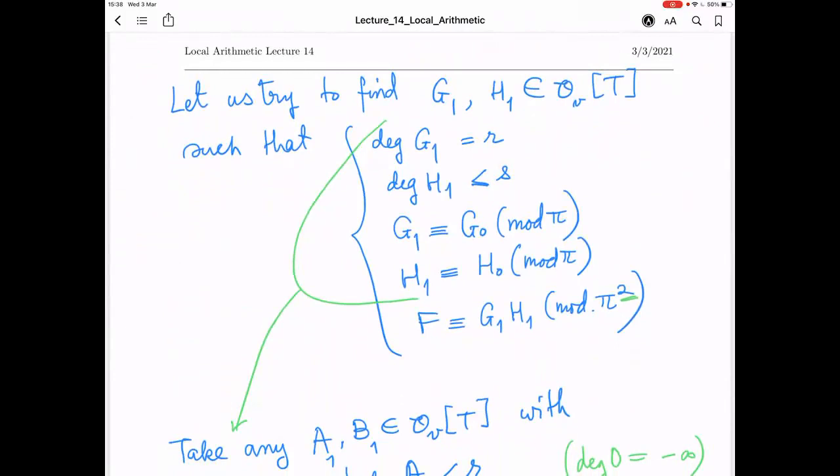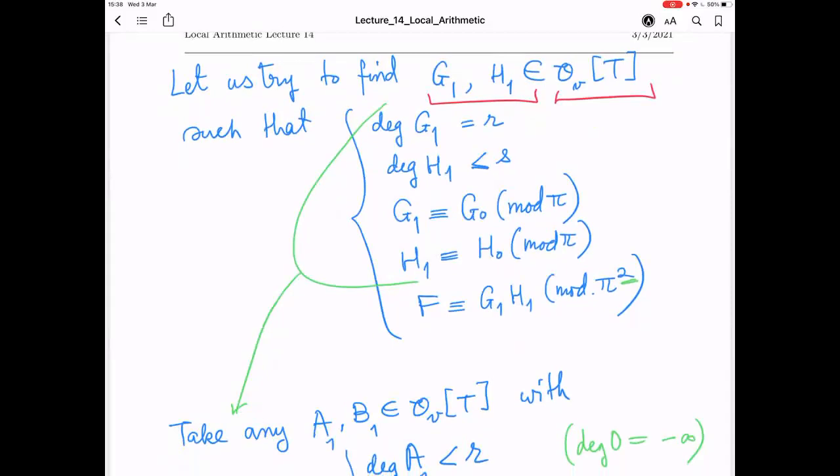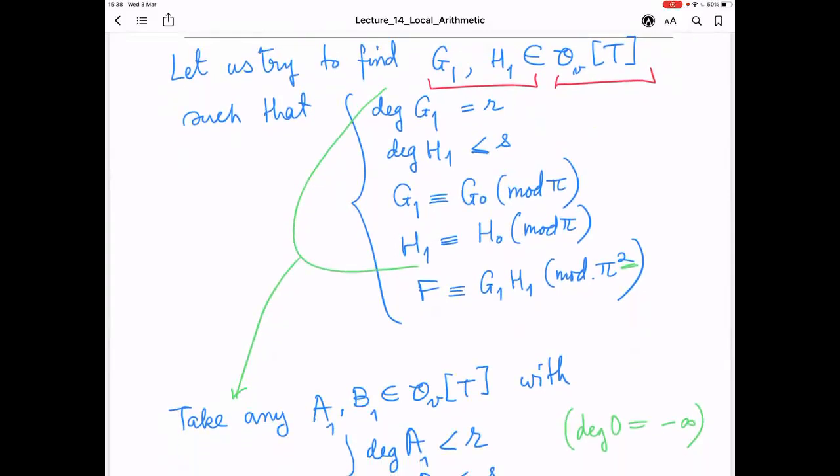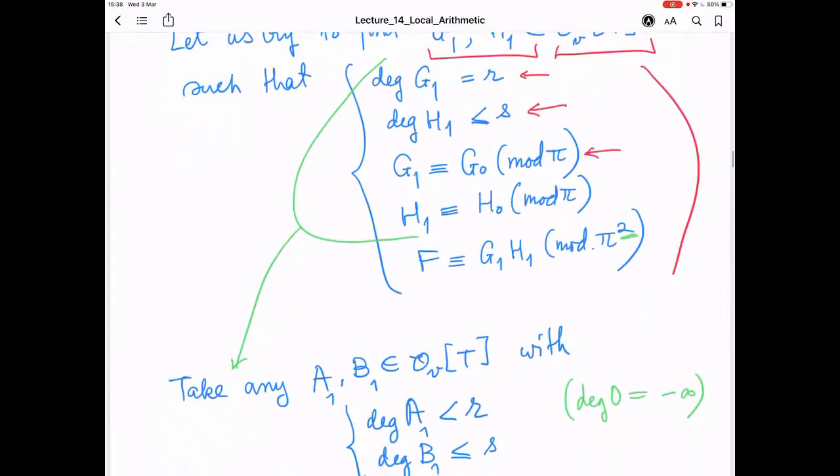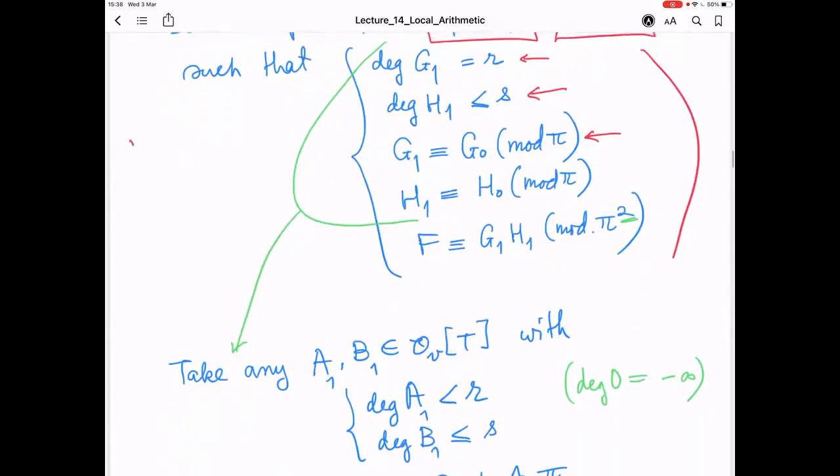So the first thing we would like to do is to find G1, H1 with coefficients in OV. Now find polynomials G1, H1 having this list of properties. What are they? The degree of G1 should be equal to R. The degree of H1 should be less than S. G1 should be congruent to G0 modulo pi. So pi, remember, is a uniformizer, so that pi OV is equal to PV.